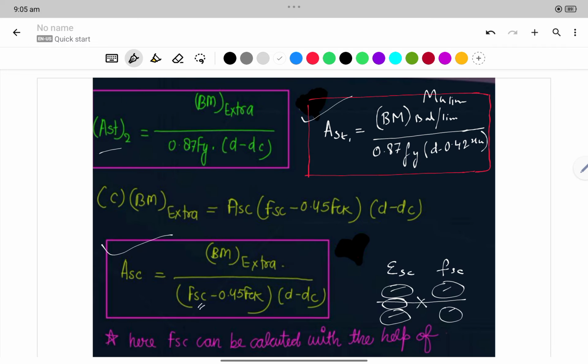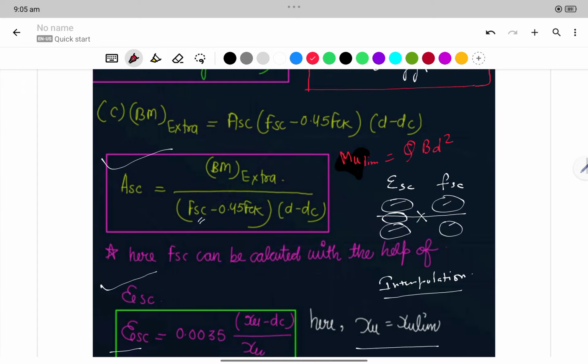See, every formula is covered. So you can write here one formula that will be important. If you have forgotten how to calculate Mu limiting, see here, Mu limiting, the formula is Q b d square. So the Q depends on the grade of steel given.